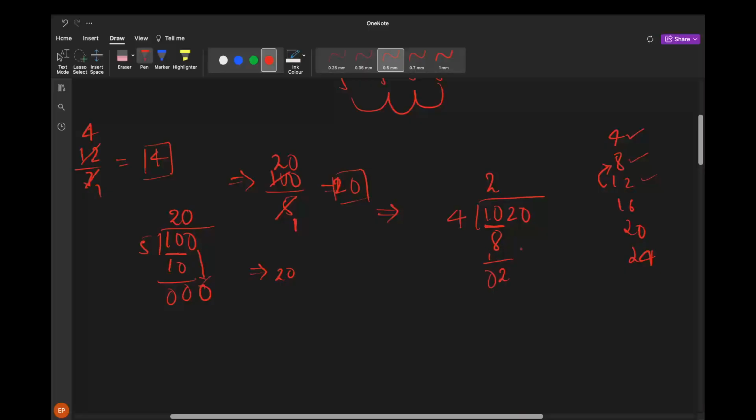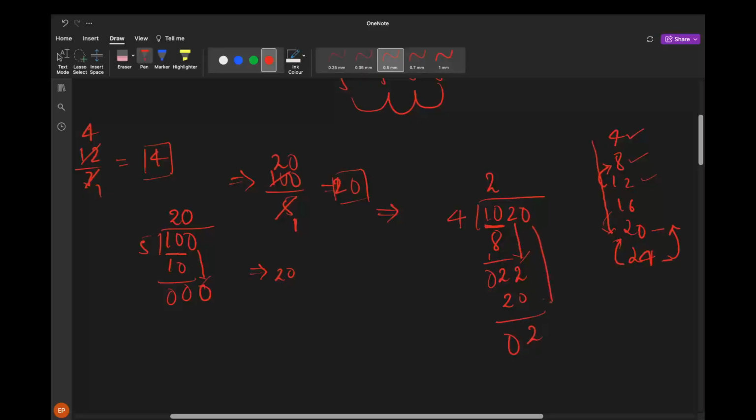1 minus 1, 0, 2. Take the next value below. It became 22. 4 how many times? 4 fives are 20. 4 sixes are 24. 24 is a bigger number. We have to take the smaller one. 4 fives are 20, just the smaller one. 22 minus 20, 2. Then 2 minus 2, 0.